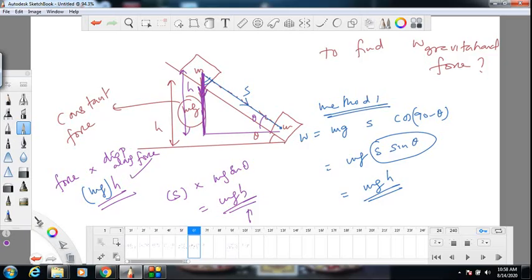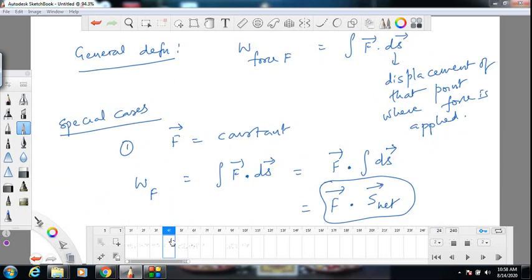So this is for a constant force. Whatever I have said here, this is for a constant force. Now this is special case 1, which I discussed. If you go back, the general definition is integral F dot ds. I am working with special case 1 where force is constant. Then work done by the force is F dot s, which you can expand as Fs.